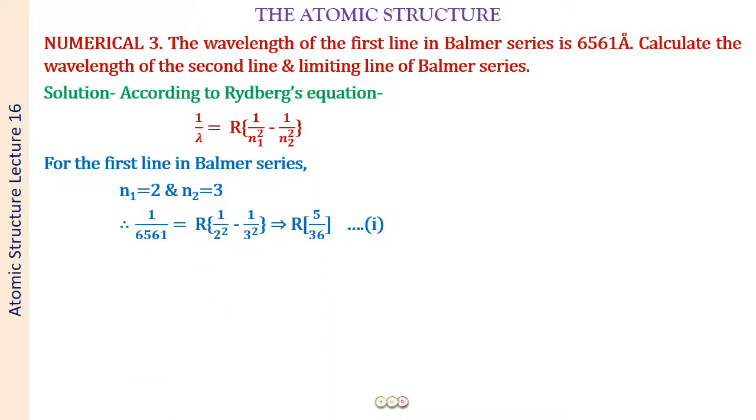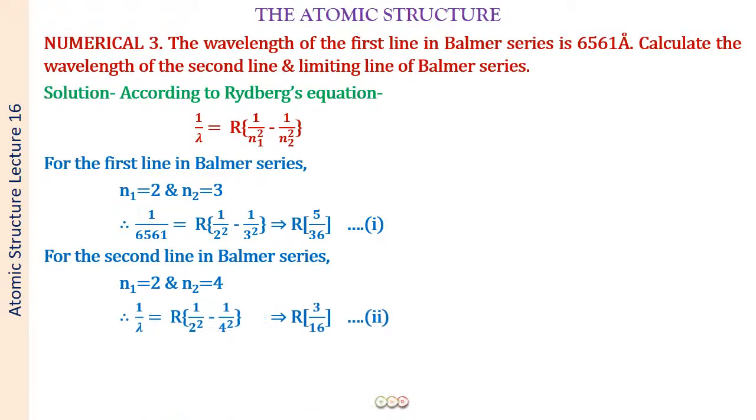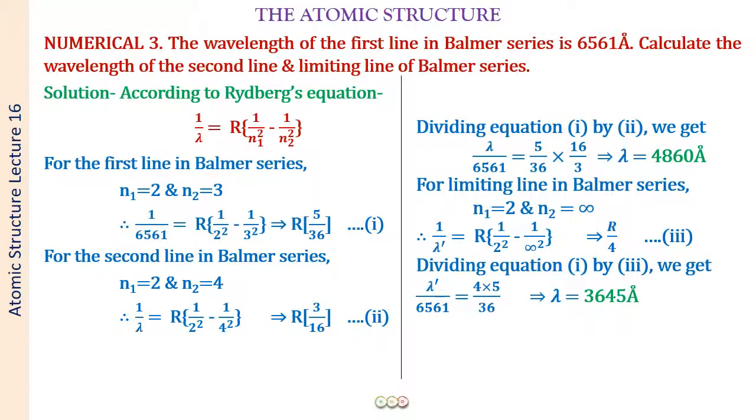You are going to get 1 over 6561, which is equal to R into 5 by 36. For the second line, now n2 is going to be 4. So 1 by lambda, for which you have to find out the wavelength of the second line, is R into 3 by 16. Now simply what you are going to do is divide the first equation by the second equation. And if you solve, you will get lambda to be 4860 Angstrom.